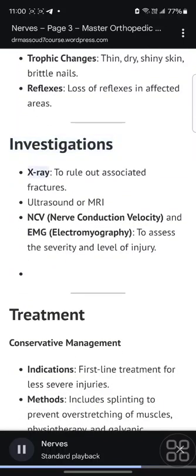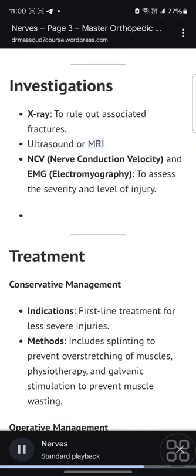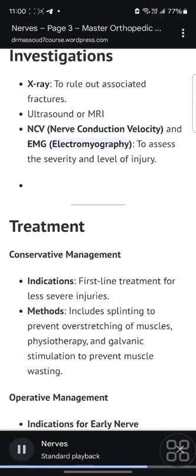Investigations. X-ray, to rule out associated fractures. Ultrasound or MRI. NCV, nerve conduction velocity, and EMG, electromyography, to assess the severity and level of injury.